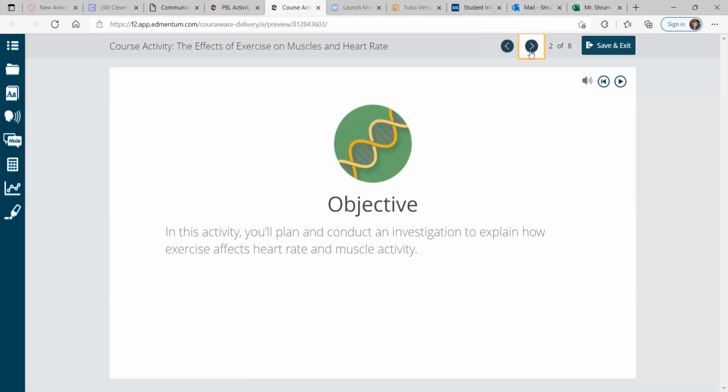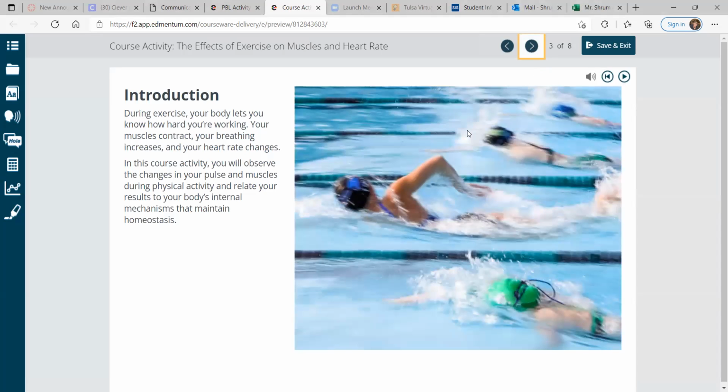So we're going to investigate how to explain how exercise affects our heart rate and our muscular activity. During exercise, your body lets you know how hard you're working. Your muscles contract, your breathing increases, heart rate changes. And in this specific activity, we're going to observe the changes in your pulse and muscles during physical activity, and then relate your results to your body's internal mechanisms that maintain homeostasis.